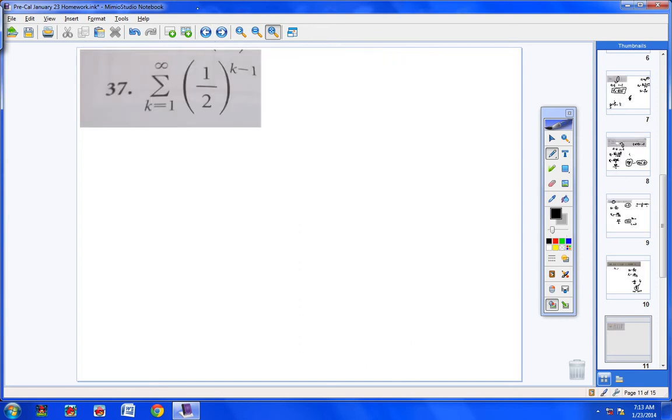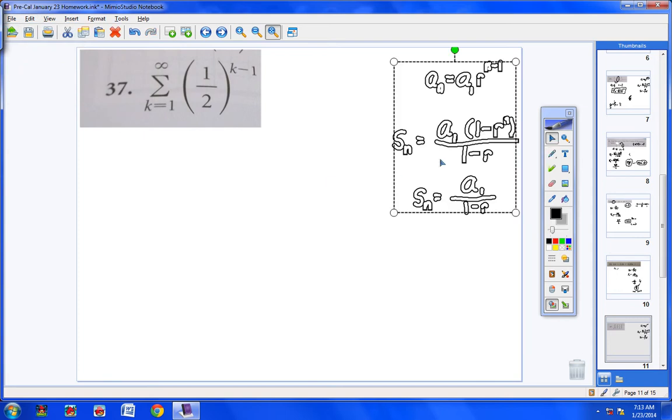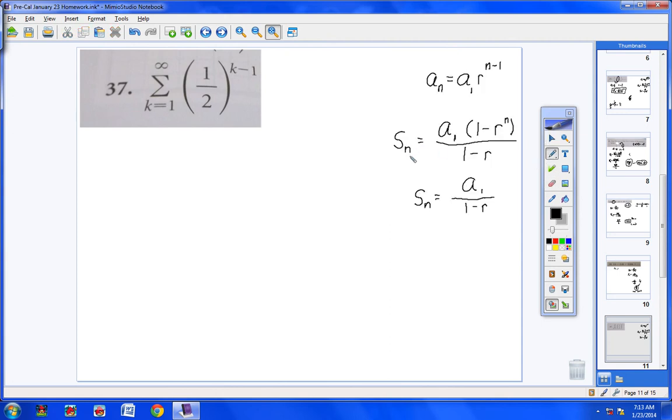They want us to find the sum. Now notice we're going from, now look at this, we're going from 1 to infinity. So it is an infinite sum. So we look at our formulas here, and these are the ones that we're going to use right here, or one of these is. Now let's see if we have a geometric series. We might not. Let's put a 1 in real quick.